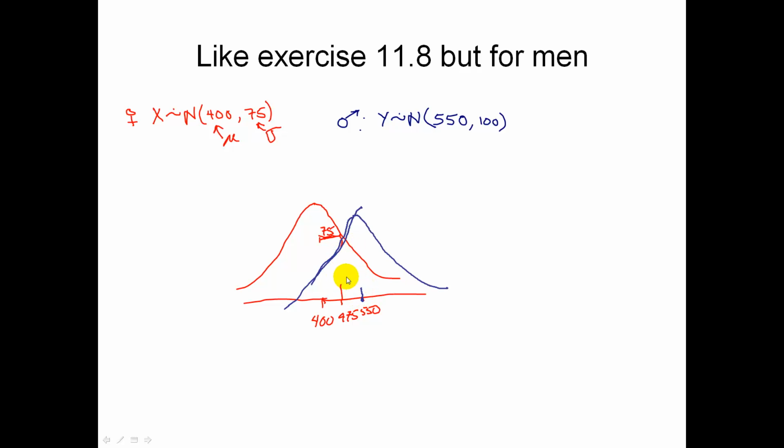So you can see that the curves overlap, and it's not accurate how much they overlap here. It's very inaccurate. But you can see that the men's distribution is to the right of the women's distribution. And if we go one standard deviation to the right in men from their center, that should be about 650. So this is not drawn to scale, but it's just giving you an idea of where the two distributions sit relative to each other.